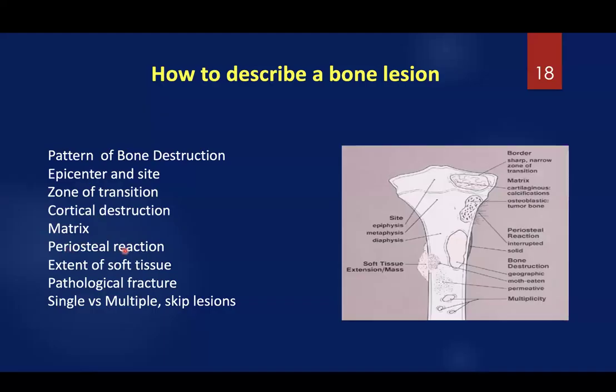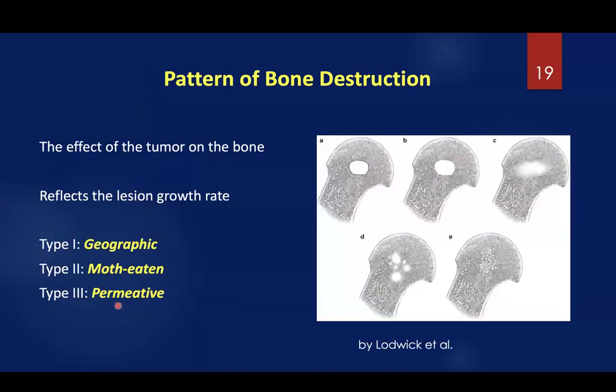And then periosteal reaction, which is extremely important. There are two types of periosteal reaction: we have what we call malignant or aggressive periosteal reaction, and we have benign periosteal reaction. Then the extent of soft tissue: is there any soft tissue involvement? Then pathological fracture, and then you comment on whether the lesion is single or there are skip lesions. If you follow this stepwise description of an X-ray, believe me, you will reach the final diagnosis very easily.